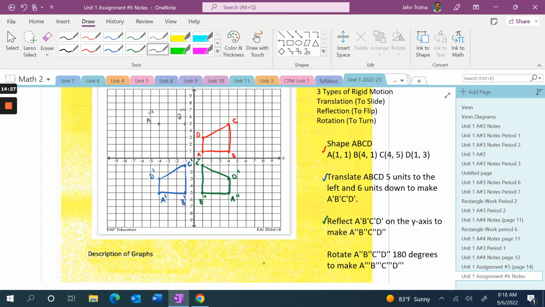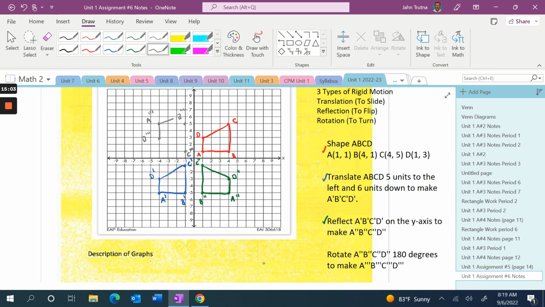Okay. C double prime, which has coordinates of positive 1, negative 1, when you rotate it 180 degrees, its coordinates will turn into negative 1, positive 1. So that would be C triple prime there. Didn't really draw it clearly. And D double prime, which has coordinates of positive 4, negative 3, when you rotate it 180 degrees, its coordinates will be negative 4, positive 3. So D triple prime would be right there.